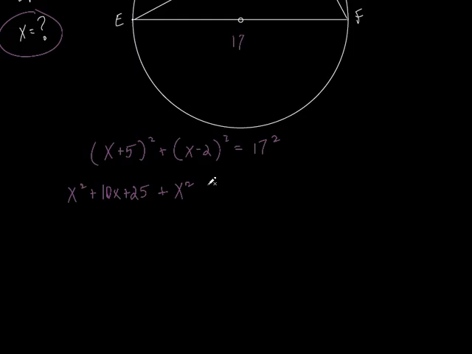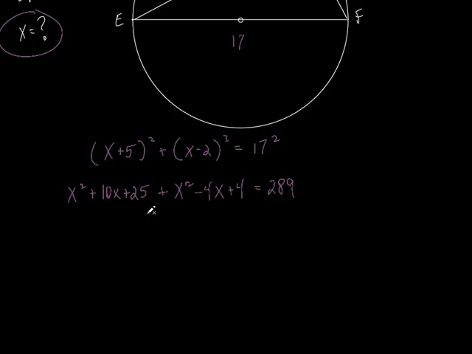So this is x squared minus 4x plus 4. You could always multiply them out. Now remember, it's not x squared plus 5 squared, so it's not x squared plus 25. You've got to take this, multiply by itself. That's what squaring is, and then you'll get this thing right here. Same thing for this, and that equals 289.